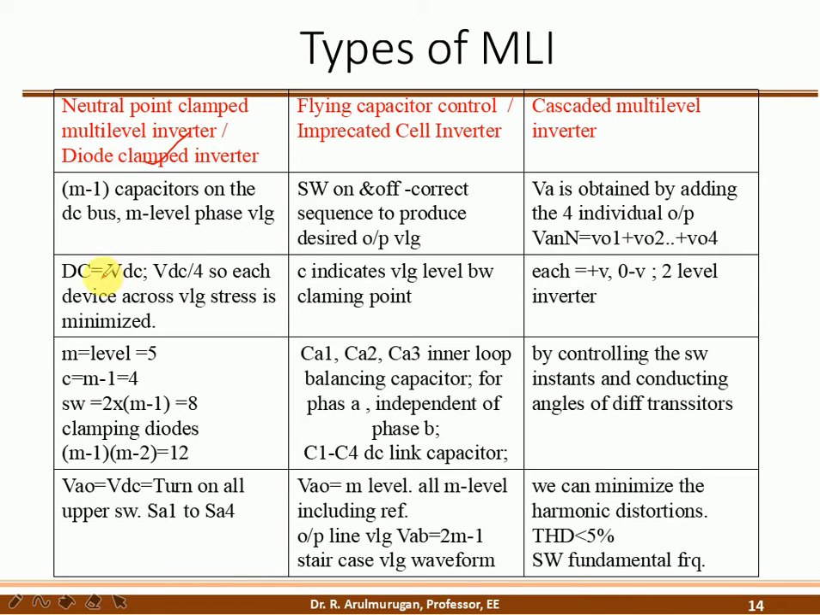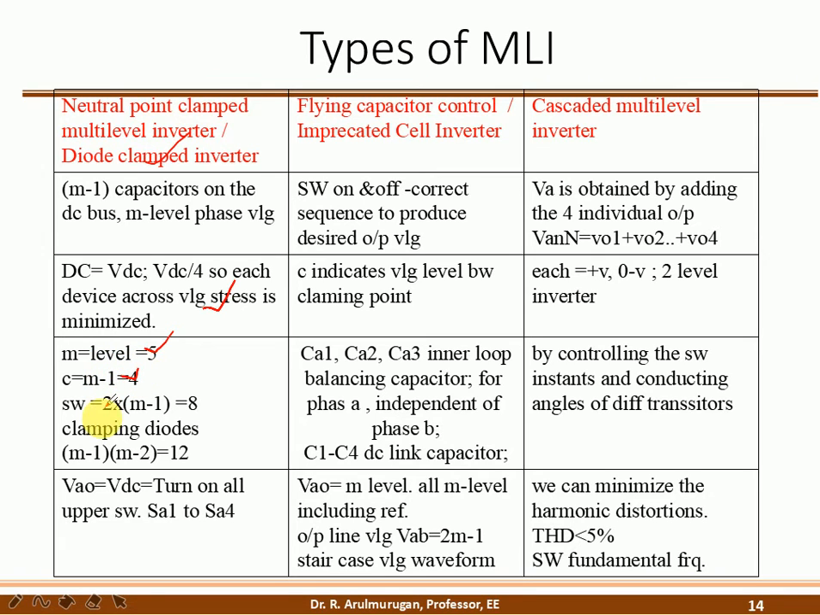Each capacitor has a voltage of VDC divided by 4. With 4 capacitors, the voltage stress across each device is minimized. For a 5-level inverter, 5 minus 1 means 4 capacitors are used.